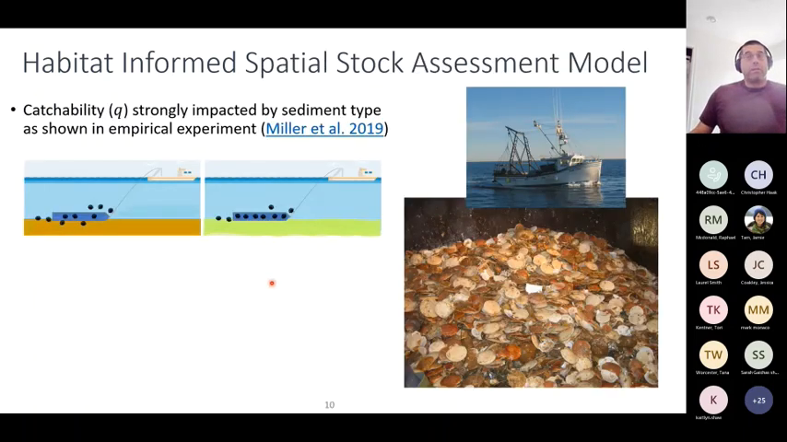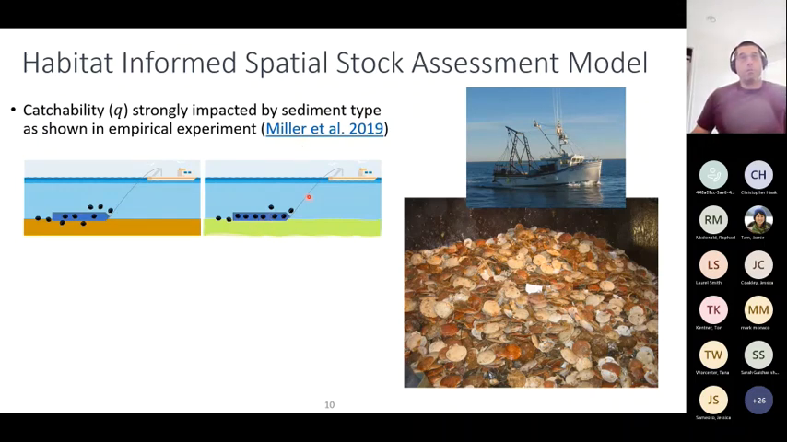The other piece where we can bring this in is in catchability. Catchability is basically, you're towing along the bottom, and it's the proportion of the things that the gear would have encountered that actually end up on the deck. So in this example, we caught 3 scallop out of 10, so the catchability here would be 0.3, whereas on this bottom type, we caught 6 out of 10, and so the catchability here would be 0.6 in our toy example.